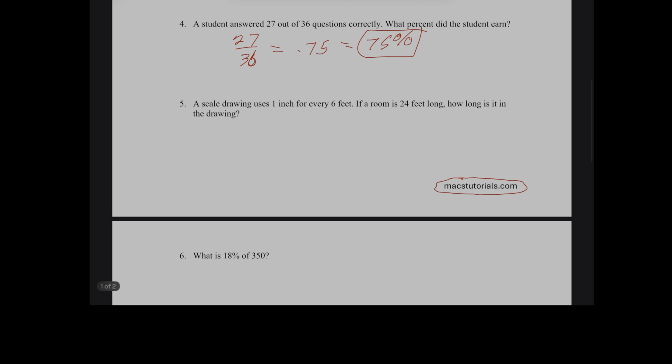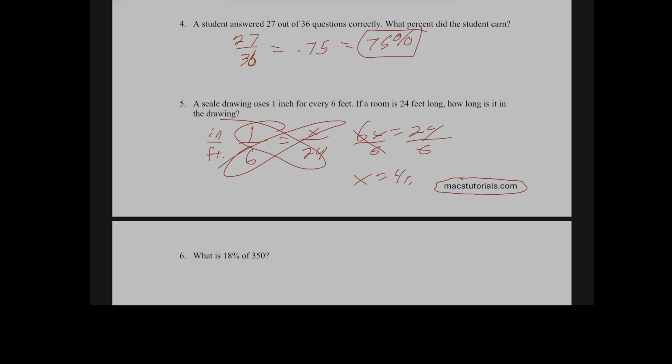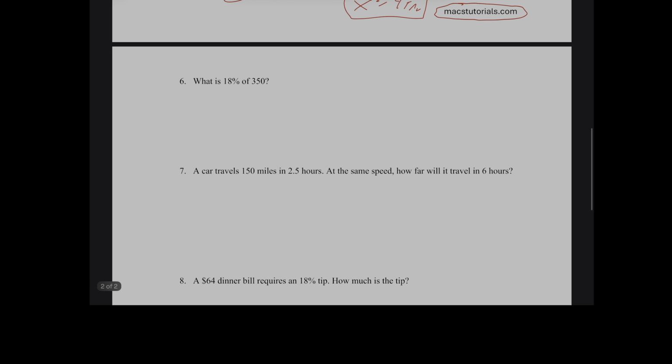Number 5, a scale drawing uses 1 inch for every 6 feet. Write down your terms so that you don't mess them up, because that'll happen a lot. If a room is 24 feet long, how long is it in the drawing? So how many inches? We know feet, and feet is on the bottom, so I can put my feet there, and my inches, I don't know, so I'm going to put it up top. And I cross multiply, and I get 6x equals 24. When I divide everybody by 6, I get x equals 4. 4 what? 4 inches. Okay?